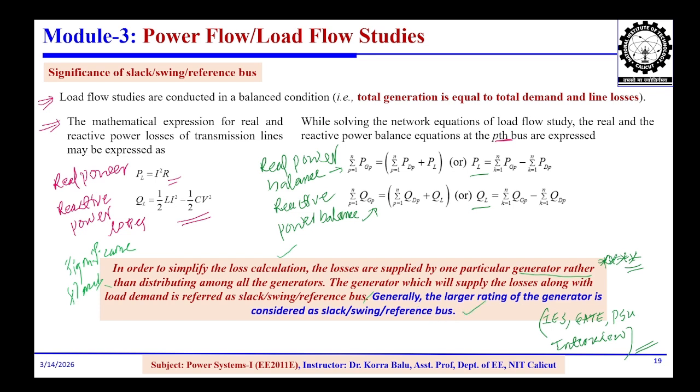Generally, the generator with the larger rating is considered the slack bus in power system load flow studies, which is very important. When several generators are given, they have different ratings, like 5 MVA, 6 MVA, 10 MVA. We have to select the generator with the larger rating as the slack bus.